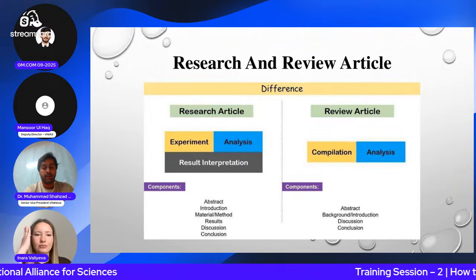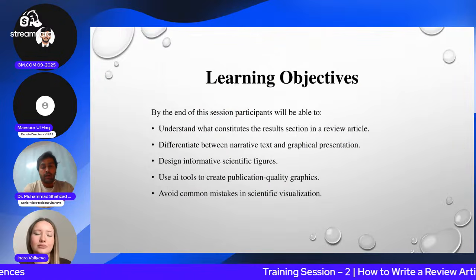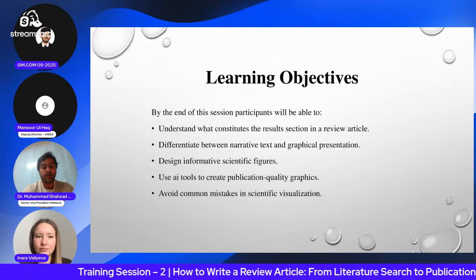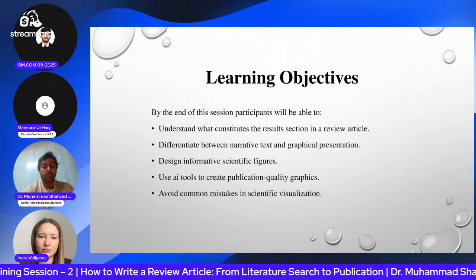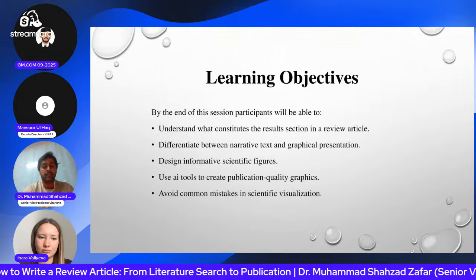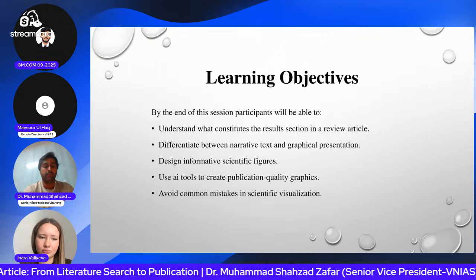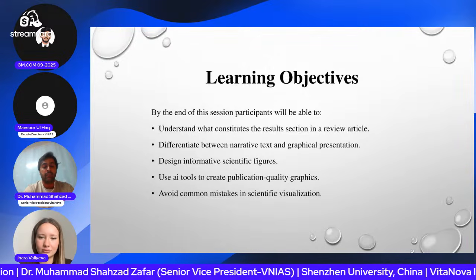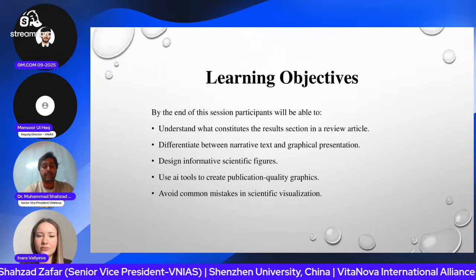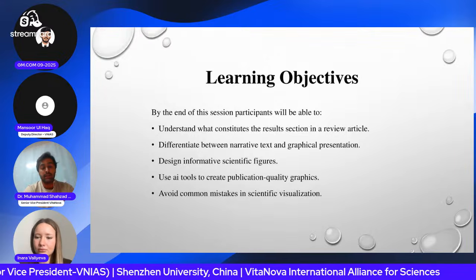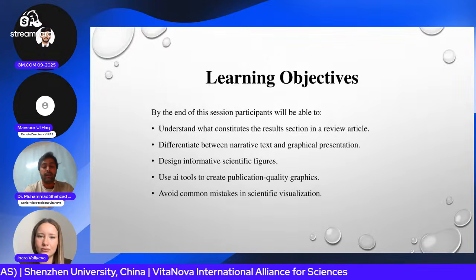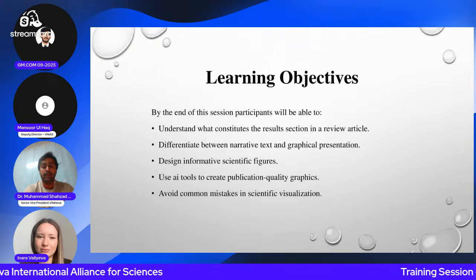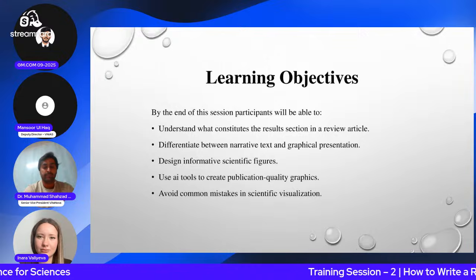In this slide, here are the learning objectives. By the end of today's session, I hope you will understand what we mean by a results section in a review article and how it differs from the results of an experimental paper. We will also see when information should be presented as text, when it is better presented as a table or figure, and how modern tools including AI can help us create clearer scientific graphics.